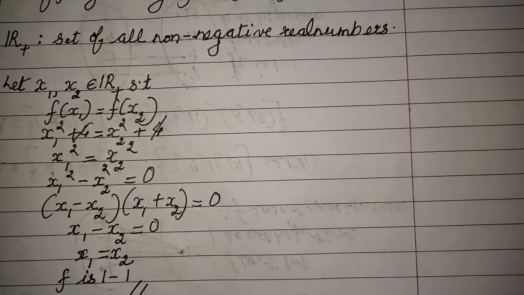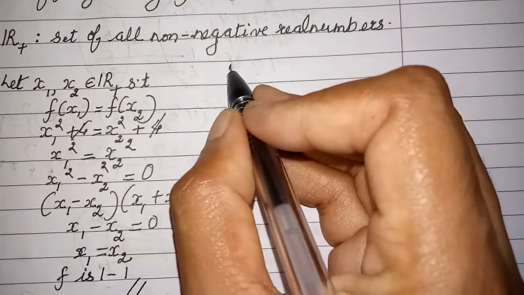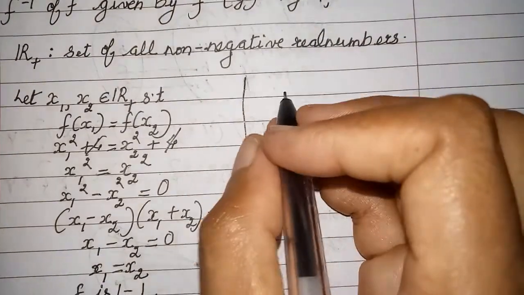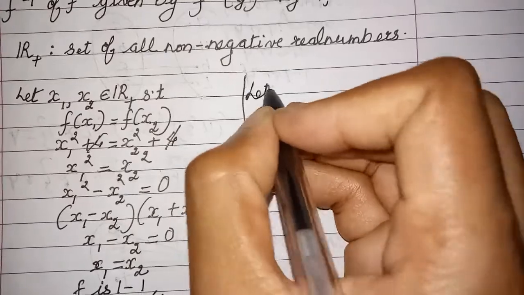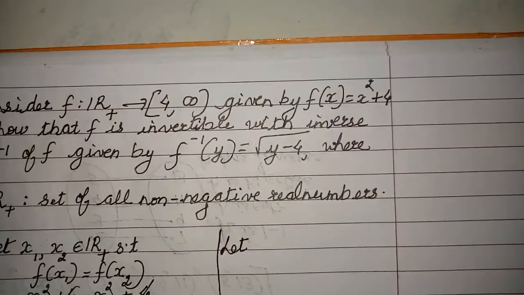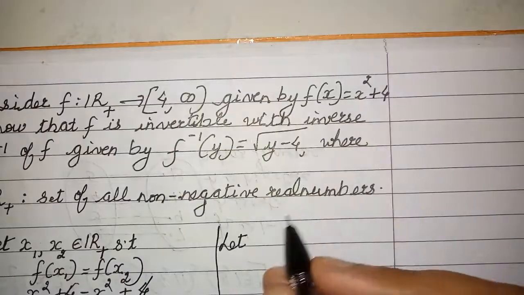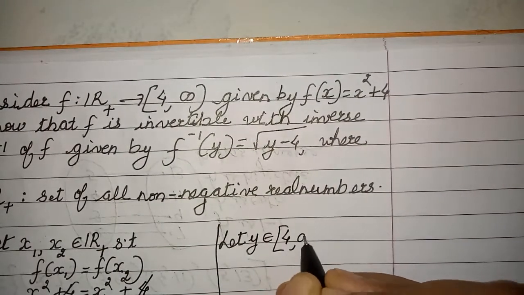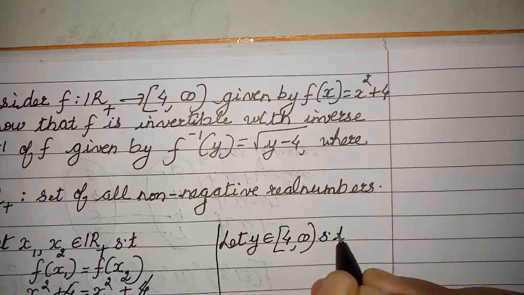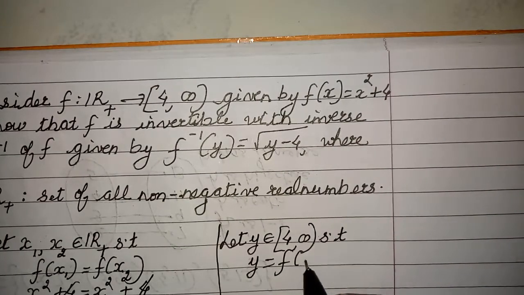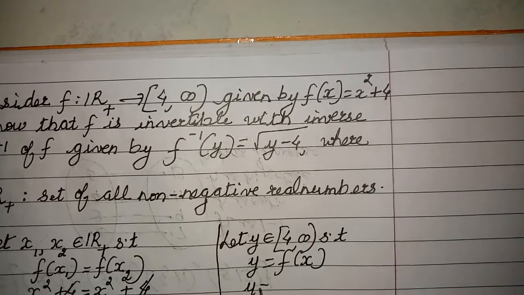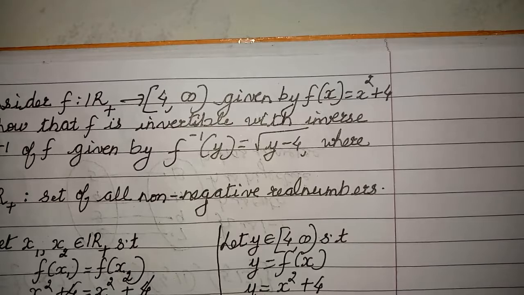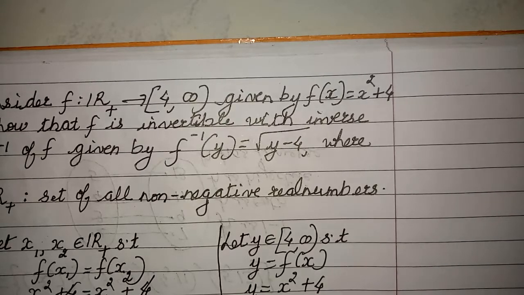Now the second part is I have to prove whether my function is onto. This time I am going to start with an element from my codomain. So let y belong to [4, infinity) such that y is equal to f of x, but f of x is defined as x square plus 4. So what will happen? X square will be equal to y minus 4.